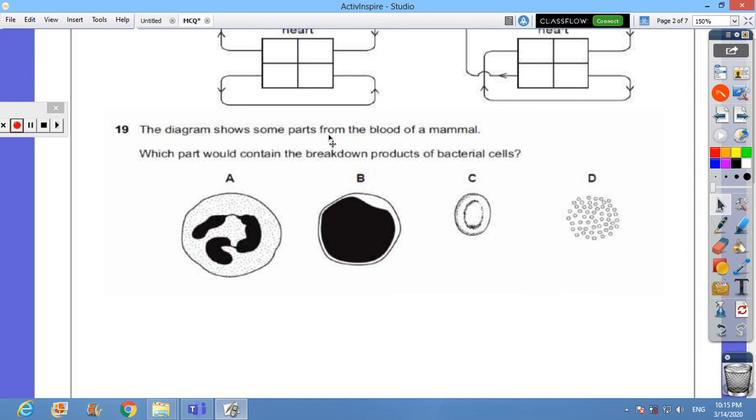The diagram shows some parts from the blood of a mammal. Which part would contain the breakdown products of bacterial cells? Must be A, because A is a phagocyte that will engulf a bacterial cell and digest it.